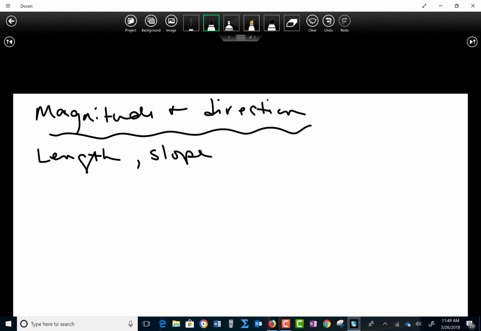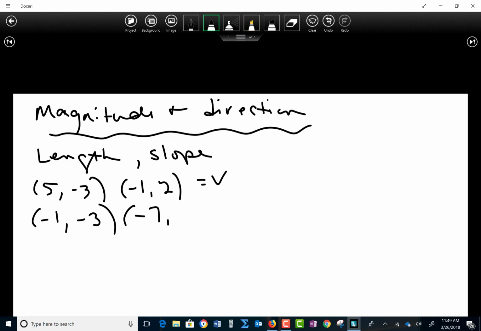So let's say in example 4, it says that you have a vector whose initial point is 5, -3, and the terminal point is -1, 2. And you have another one, we're calling this one B, whose initial point is -7, 3, and the terminal point is -1, 2. And remember that initial point and starting point are the same thing. Terminal point and ending point are the same thing.